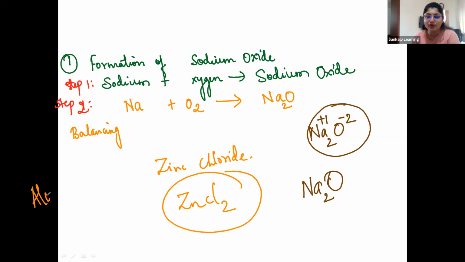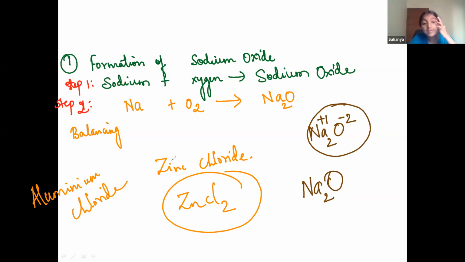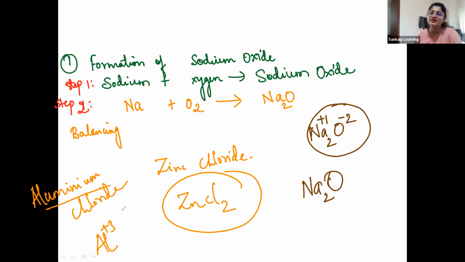Okay. Now I want you to tell me for aluminium chloride. Aluminium is Al. What is the charge on aluminium? Plus 2? No. Plus 3. Okay. You tell me chloride: -1. Okay. Now what is it?